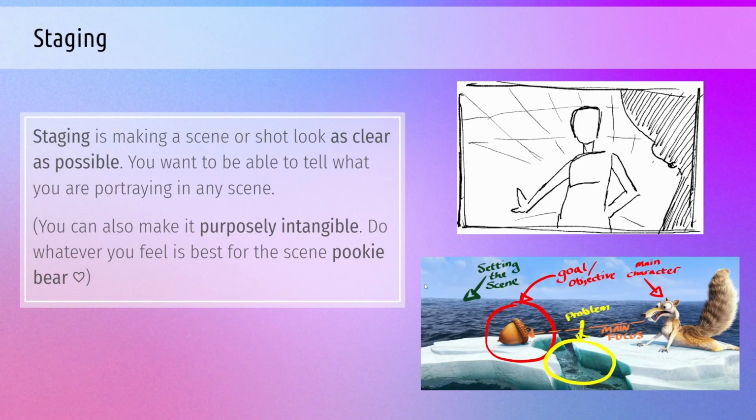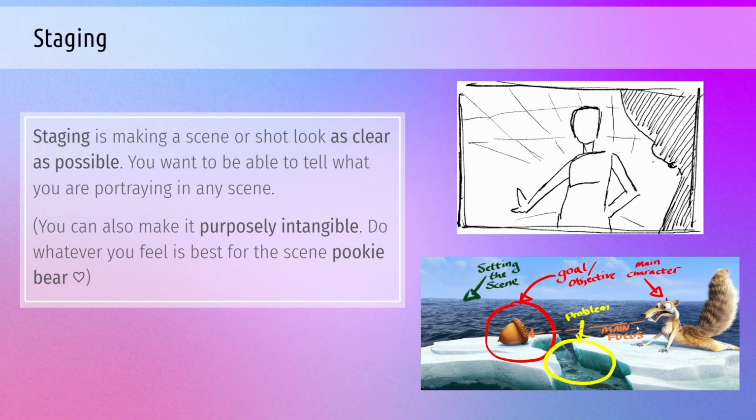Next is staging. Staging is making a scene or shot look as clear as possible. You want to be able to tell what you are portraying in any scene. You can also make it purposely intangible. It depends on what you're going for. Do what you feel is best for the scene. So here's an example of a quick staging. I have a character in the center and I have something in the foreground. And you can see the background.